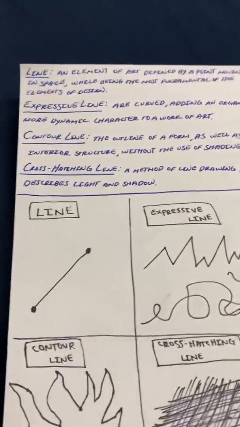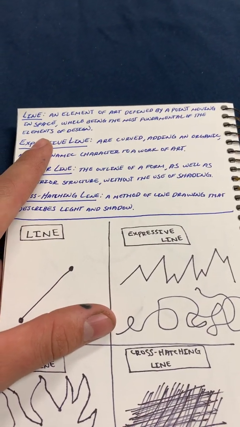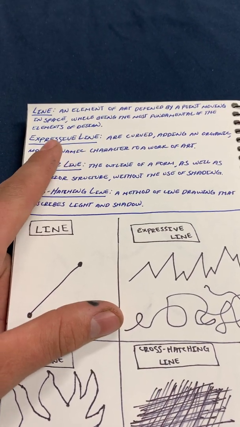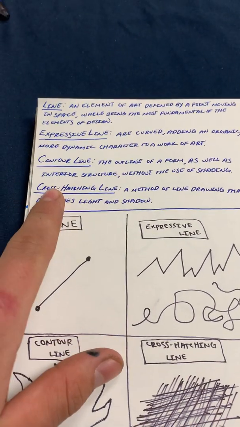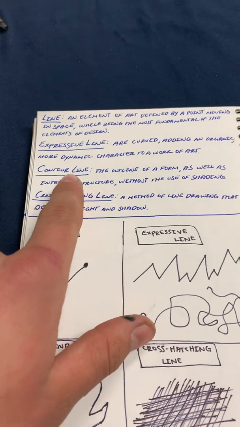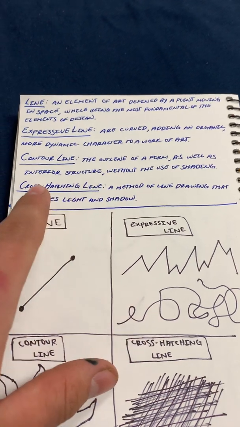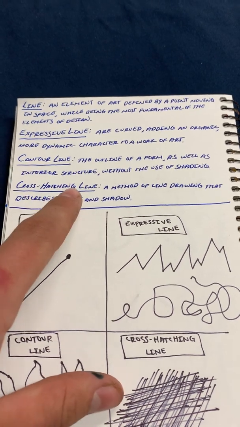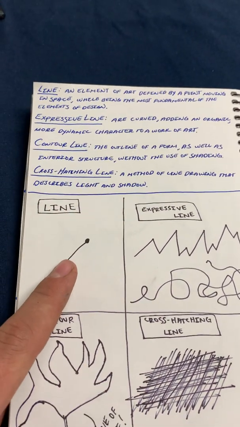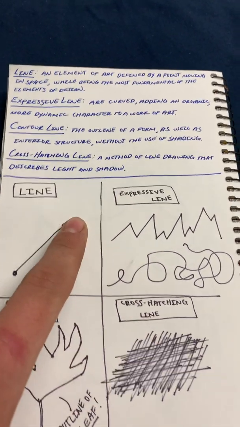And then my last piece right here are the 4 different lines. So line in itself is an element of art defined by a point moving in space while being the most fundamental of the elements of design. The 3 different types of line are going to be your expressive, your contour, and your cross-hatching. Your expressive lines are curved, adding an organic, more dynamic character to the work of art. Your contour line is the outline of a form as well as an interior structure without the use of shading. And the last is cross-hatching line, a method of line drawing that describes the light and shadow.